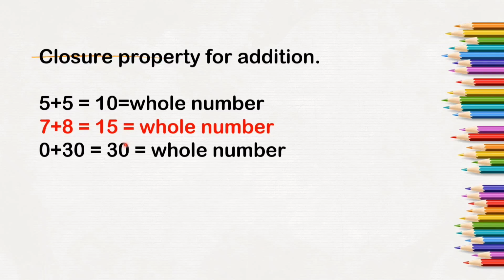Look at one more example. 0 plus 30. 0 is also a whole number. 30 is also a whole number, and when you added 0 plus 30, you got the sum as 30. So 30 is also a whole number. You remember? The answer should be a whole number. If you are not getting the answer as a whole number, it does not belong to closure property.